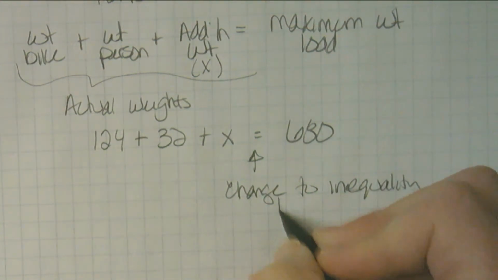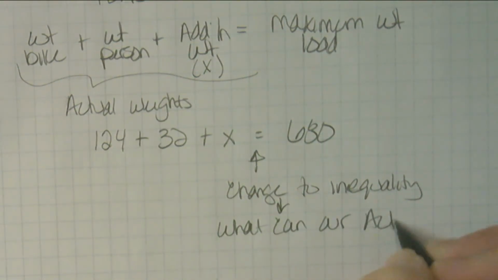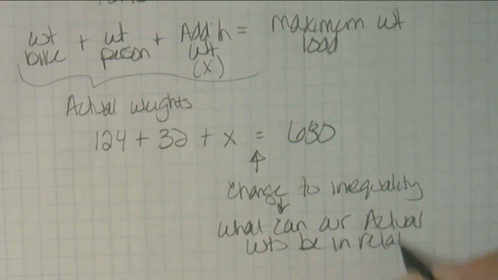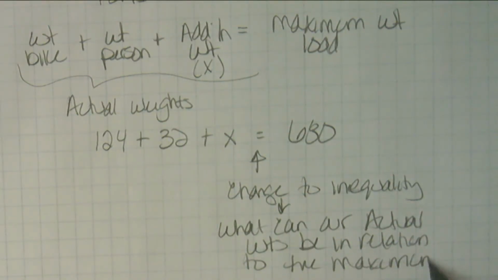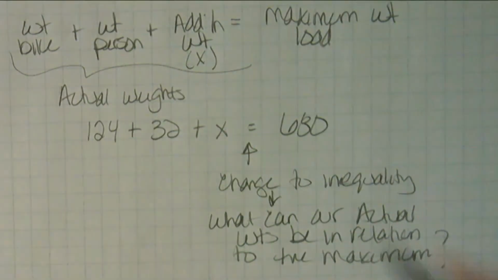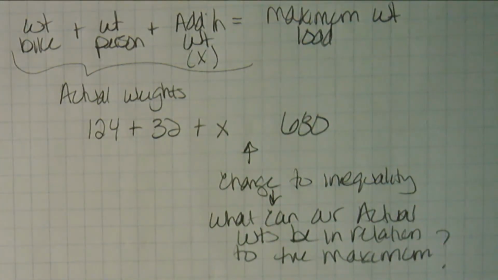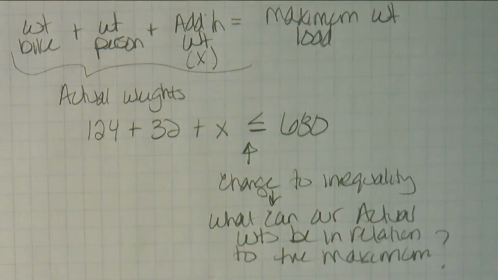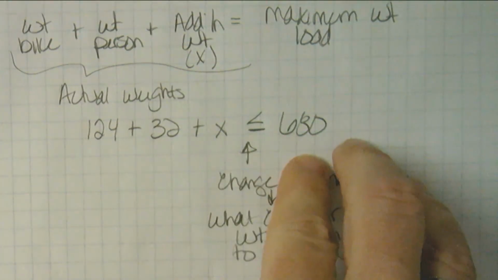So what we're saying to ourselves is, what can our actual weights be in relation to the maximum? That's what we're looking for. So I'm going to go ahead and erase this. Well, what can our actual be in relation to a maximum? Victoria? Yeah, it's going to be less than or equal to. Because it's a maximum, what we can do can be less than that, or it can be exactly that.